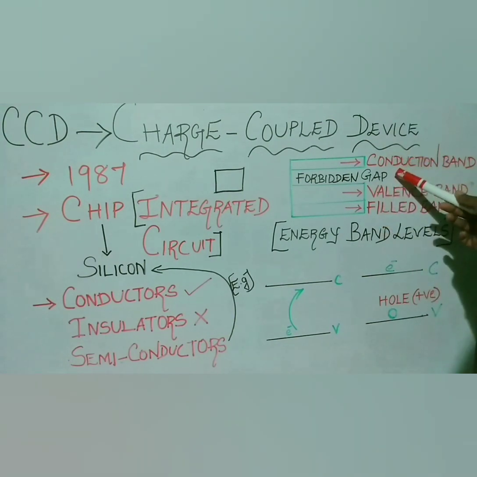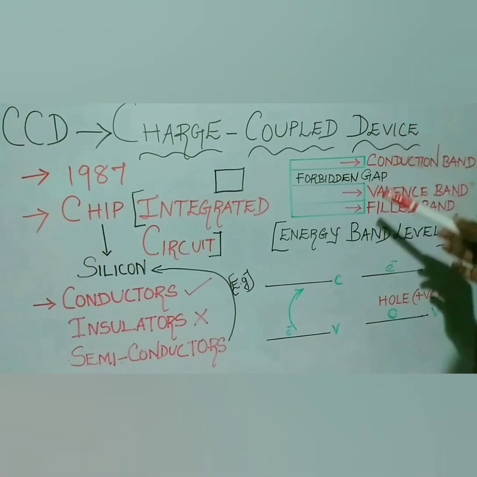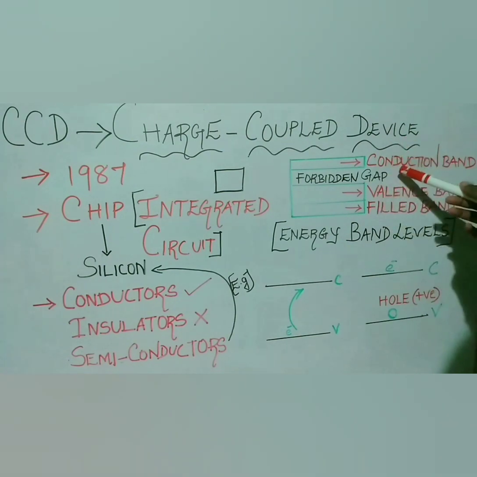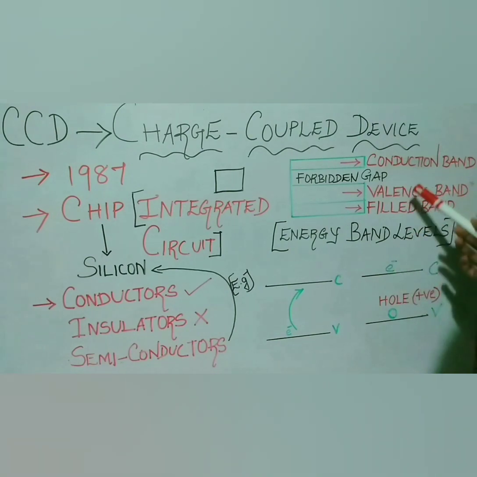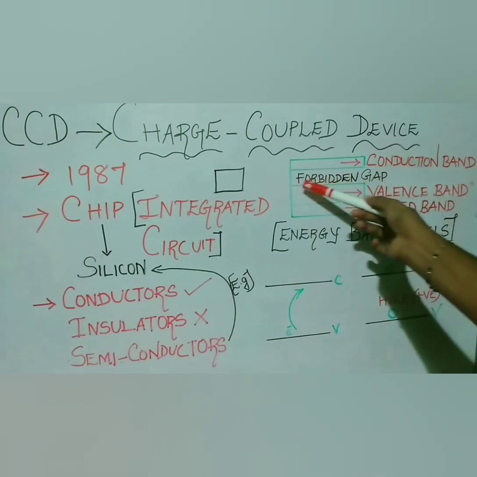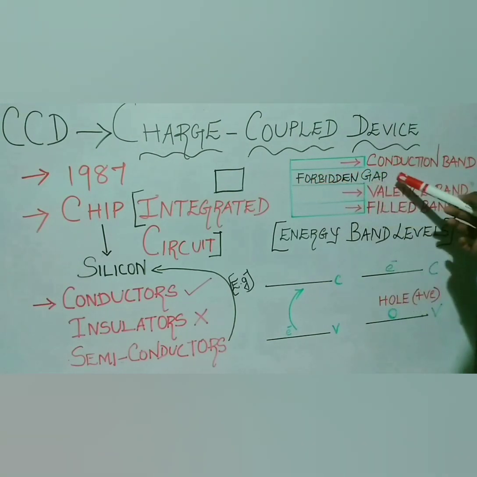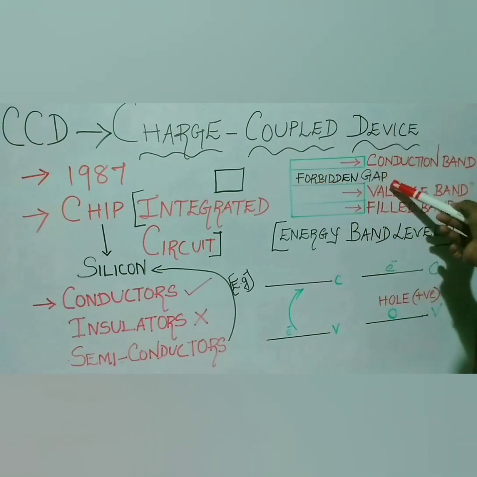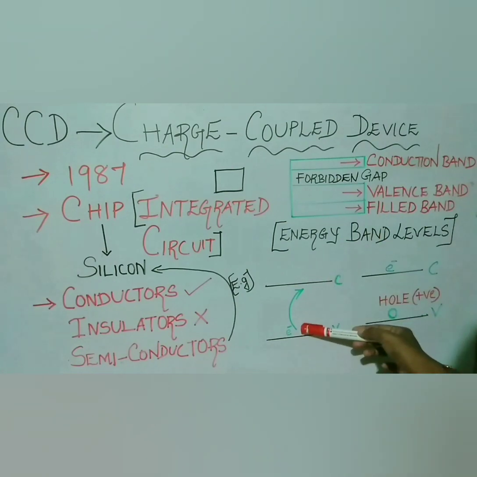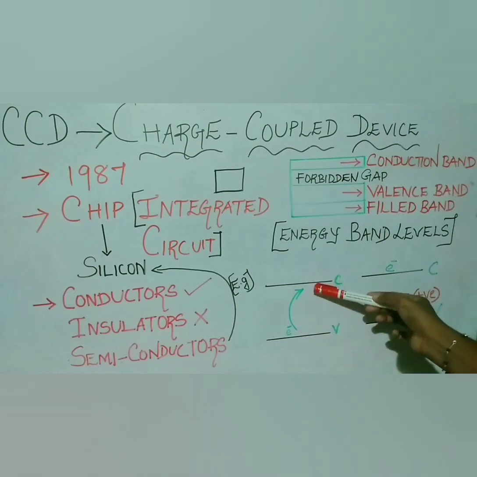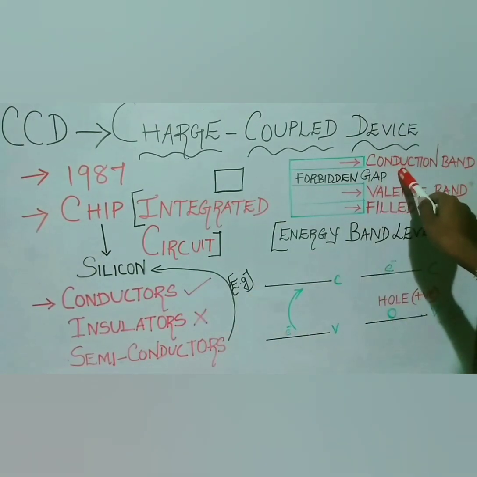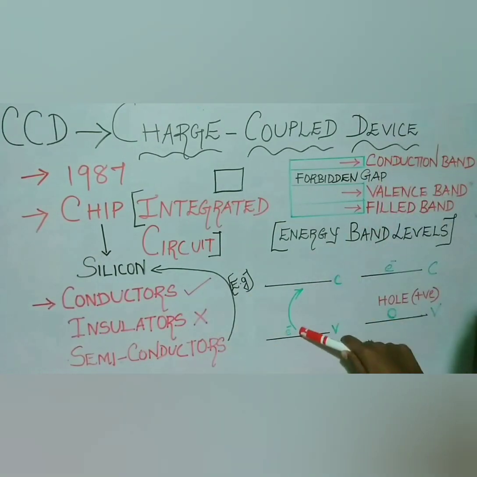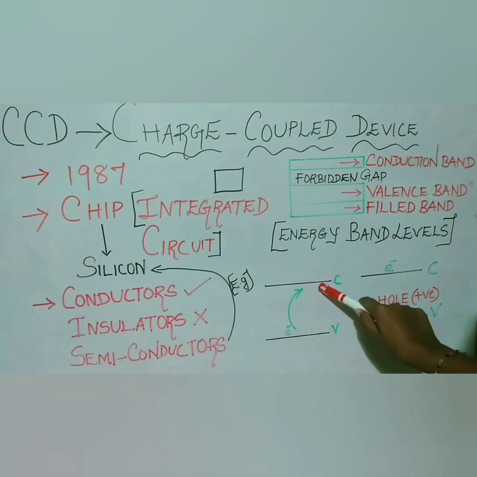Just above the valence band we have conduction band. This is the highest energy band whose electrons are tied up to particular atoms. They are tightly attached to particular atoms. In between conduction band and valence band we have one gap. That gap is known as forbidden gap. If there is no forbidden gap, electrons can move easily from valence band to conduction band. In case of conductors, there is no forbidden gap. So electrons can move easily from valence band to conduction band.